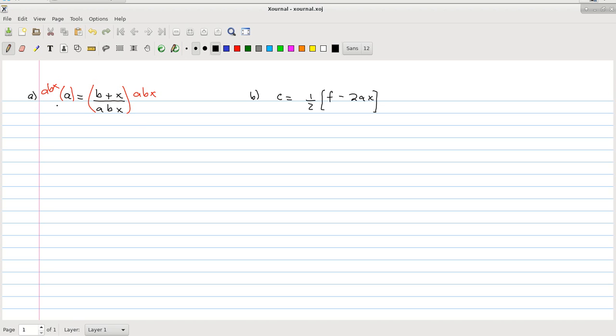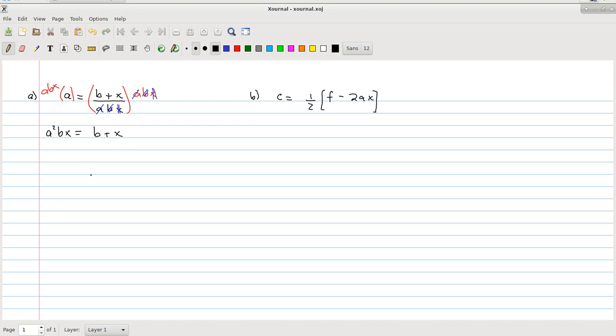So on the left-hand side, when we multiply these together, we get a squared bx equals. Now on the right, these will reduce. The a's will reduce, the b's will reduce, and the x's will reduce. So all that's left on the right-hand side is b plus x.